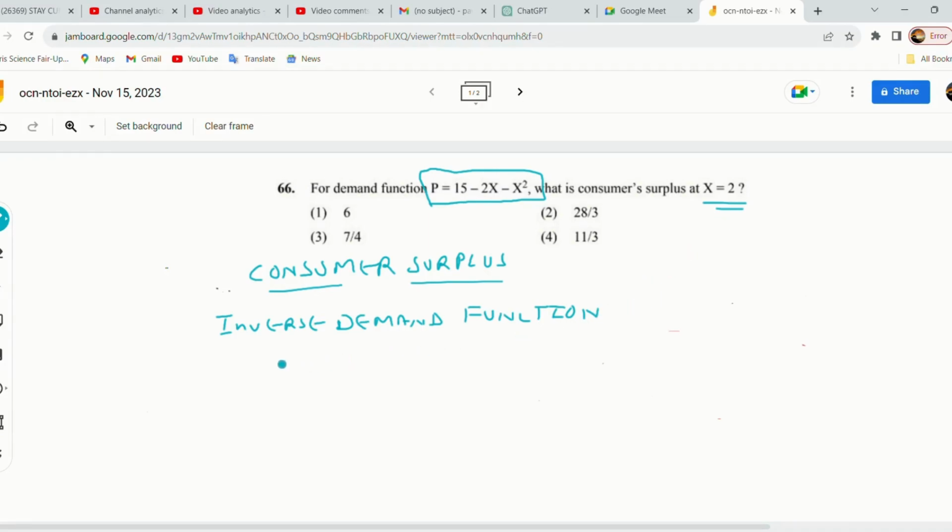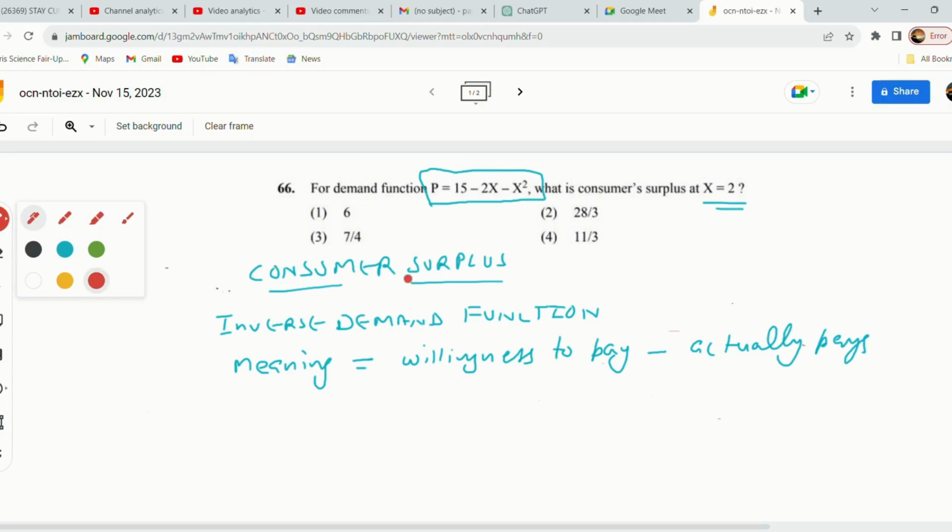So first of all, what is the meaning of consumer surplus? It is very simple. It is the consumers' willingness to pay minus what the consumer actually pays. First things first, the simplest thing is what he actually pays. This is basically the total expenditure on the purchase of this good.